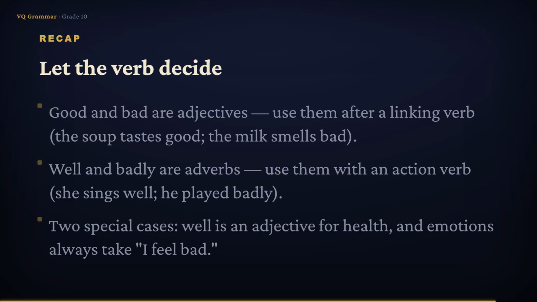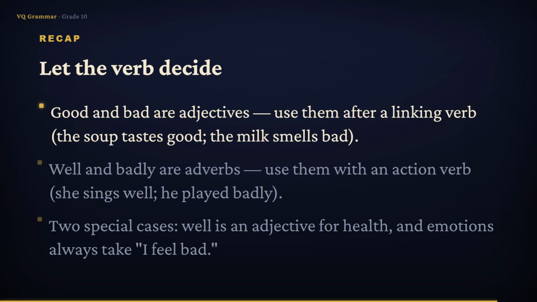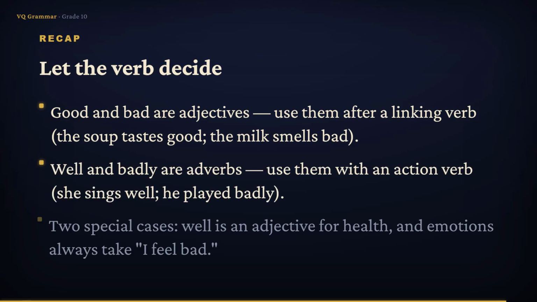Let's gather it all up. Good and bad are adjectives. They describe nouns, and they follow linking verbs as predicate adjectives. The soup tastes good. The milk smells bad. Well and badly are adverbs. They tell how an action is done. She sings well. He played badly.